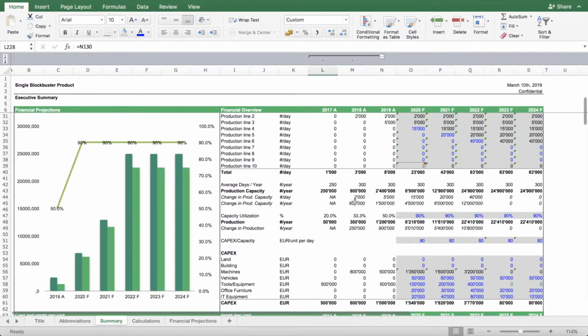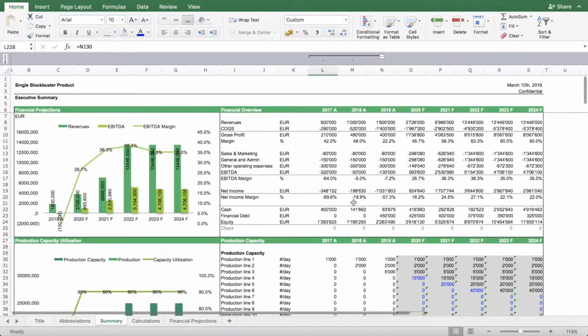I hope this was useful. It gives you a good idea how you plan out the financial future of your next Blockbuster product.